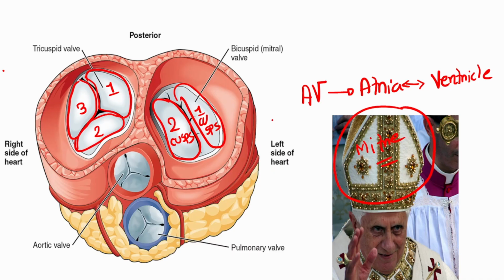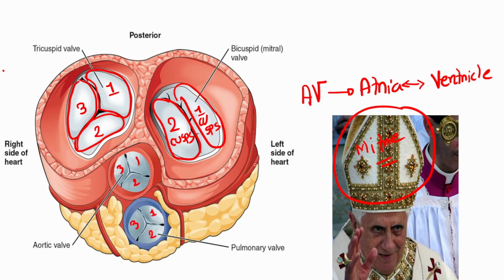Now let's look at the second pair of check valves, those guarding the exit points where blood leaves the ventricles to enter the great arteries. These are the semilunar valves, one over here, another here. Guarding the exit from the right ventricle into the pulmonary trunk, we find the pulmonary semilunar valve. Guarding the exit from the left ventricle into the ascending aorta, we have the aortic semilunar valve. Structurally, these valves have exactly three pocket-like, crescent moon-shaped cusps.